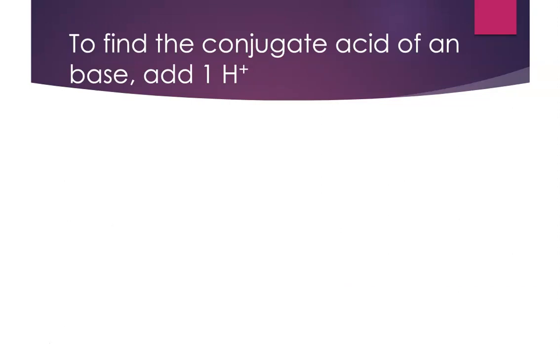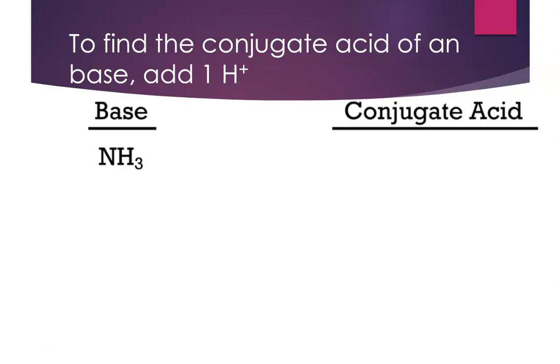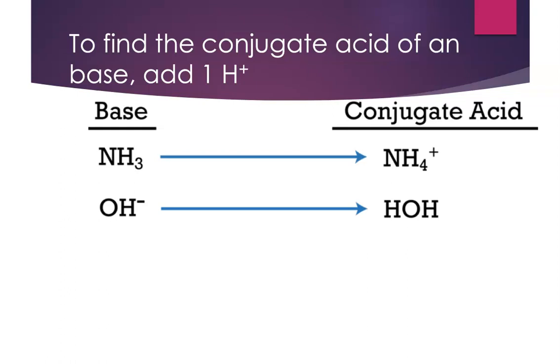If I have a base formula and I want to find its conjugate acid, I have to add one H+ to it. Again, I have to pay attention to the charges when I do it. So if my base is NH3, which we know can be a Bronsted-Lowry base, the conjugate acid would be NH4+. If my base is hydroxide ion and I add H+ to it, I get water, which is neutral. If my base is water and I add H+ to it, I get the hydronium ion, H3O+.